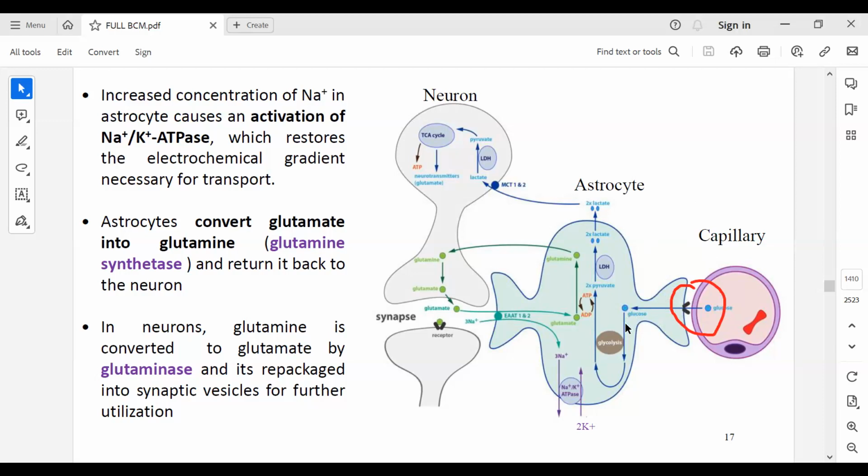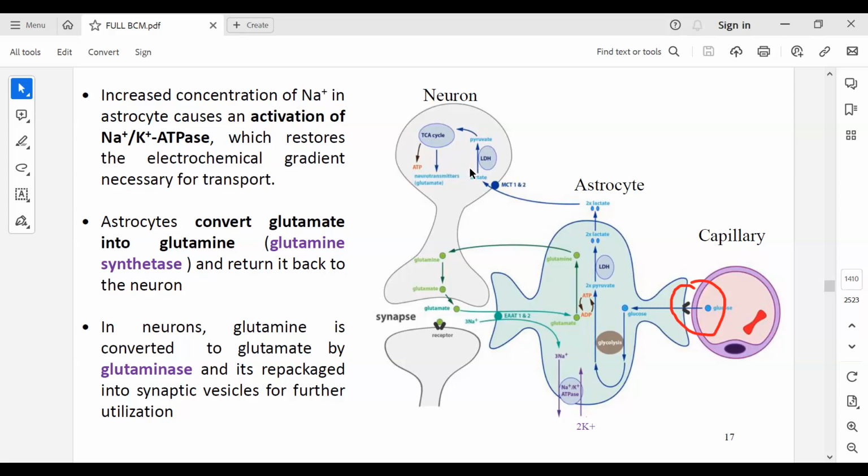Here this glucose will go into glycolysis and convert into pyruvate. That pyruvate, using lactate dehydrogenase, can be converted into lactate in the astrocytes, and that can again through this transporter be taken into the neurons, and that lactate can be converted back to pyruvate. It can go to the TCA cycle and give you ATP.